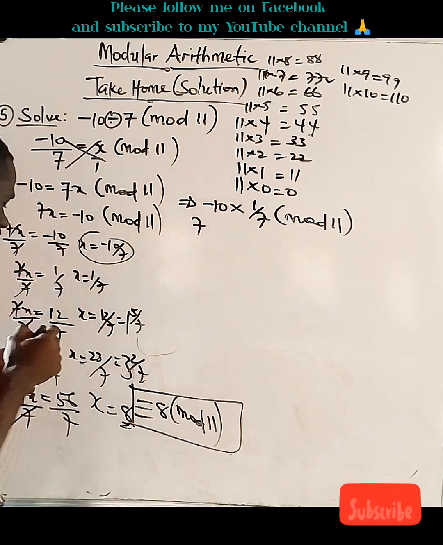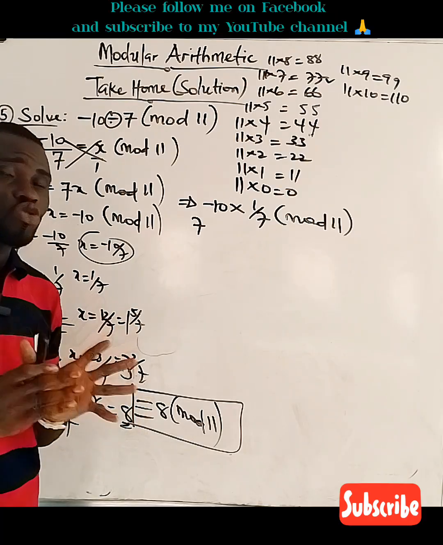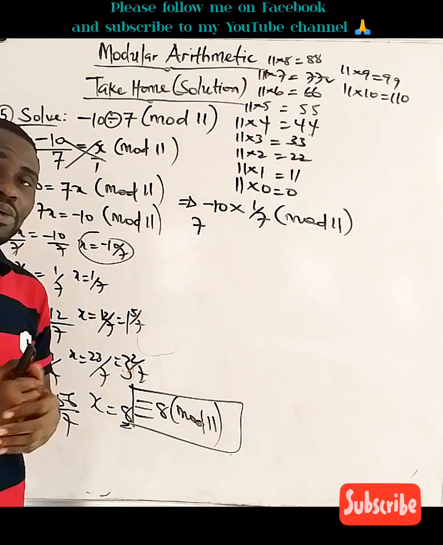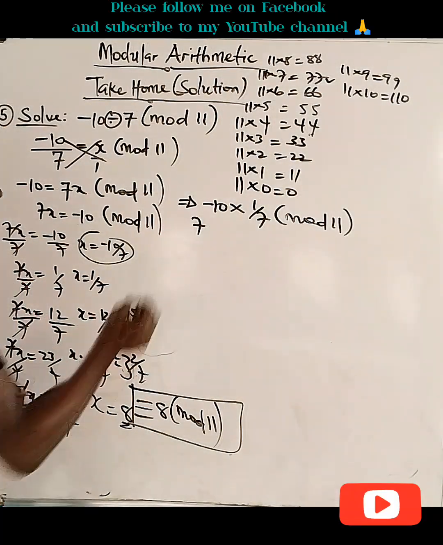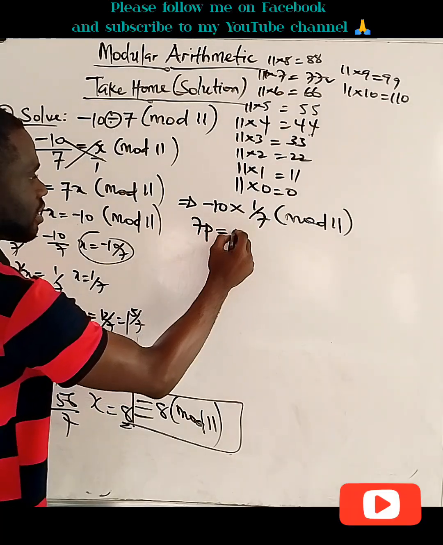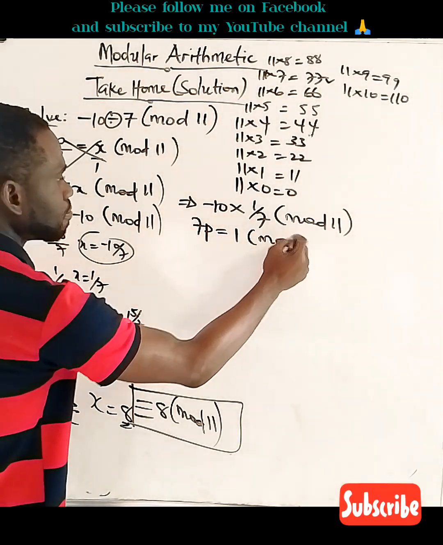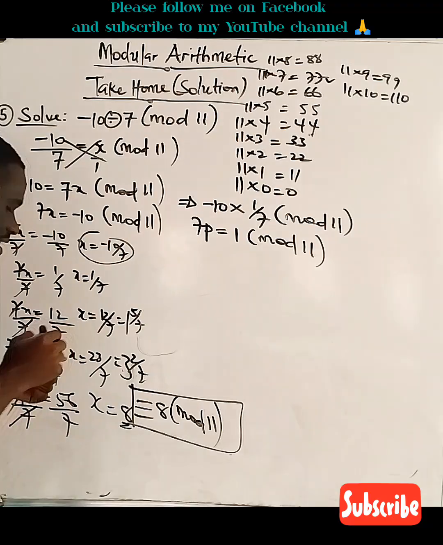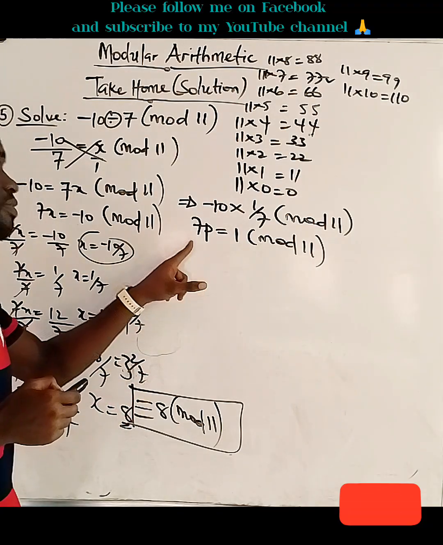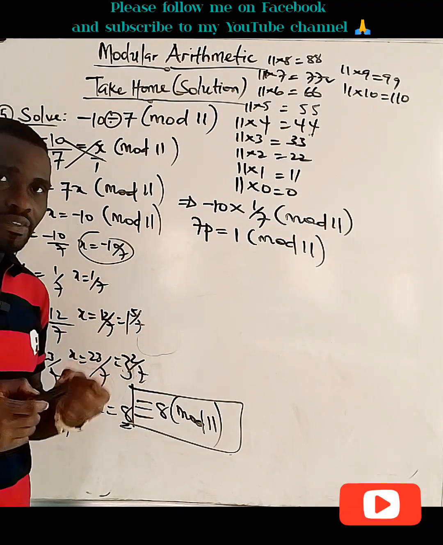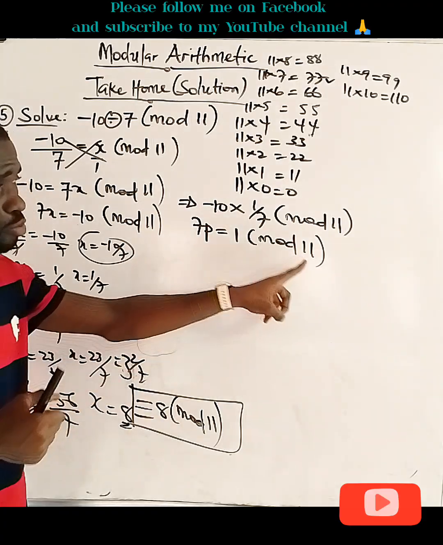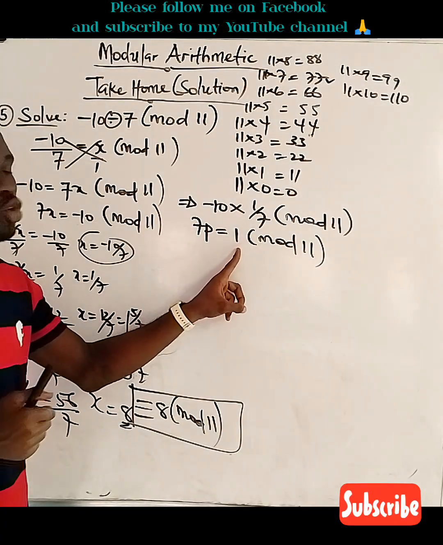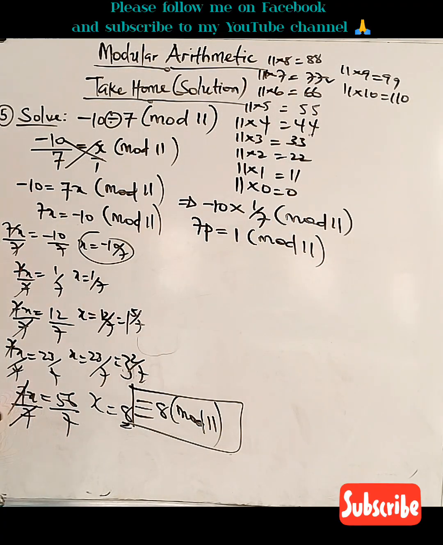The multiplicative inverse is simply that number you're going to use to multiply a given number that will give us 1. So 7 times something will give us 1. 7p equals 1 in modulo 11. So the p represents that number that you're going to multiply with 7. That will give us something that, by the time we convert it to modulo 11, you're going to get 1 modulo 11. So let's see what that number is going to be.